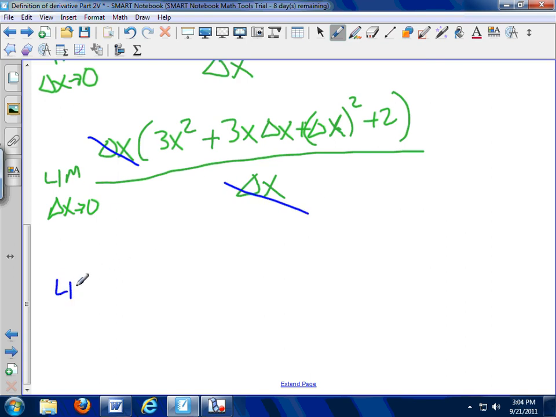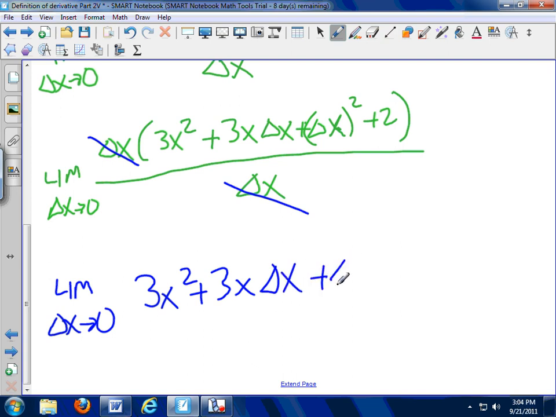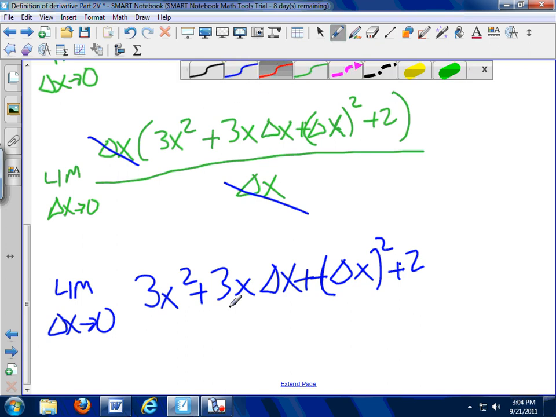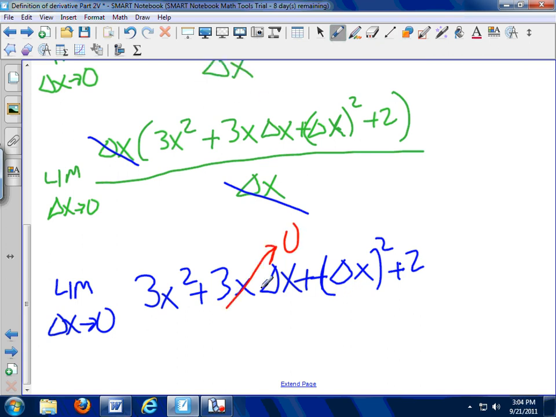Now we can find the limit as delta x approaches 0 of this whole blue ball of wax. Oops, that still wants to be a plus 2. Okay, when delta x is 0, that's 0, right? That's 0. Is this affected by delta x? No. Is that affected by delta x? No. Ultimately, we end up with 3x squared plus 2.